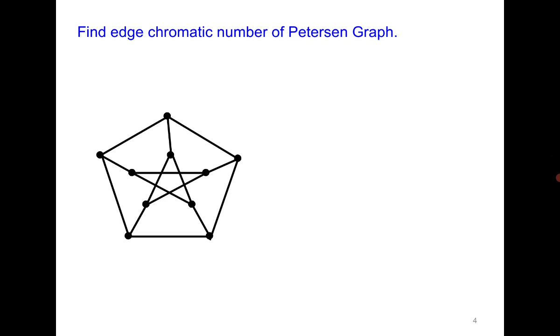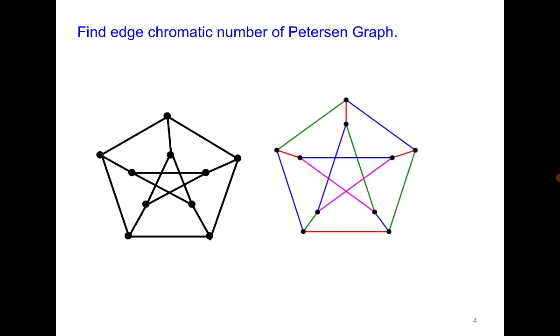So the well known Petersen graph, if you try to compute its edge chromatic number, it comes out to be 4. We haven't proved why it's 4. We will discuss it later, but you can try to color it with 4 colors and you can observe by yourself that it cannot be colored with 3 colors.